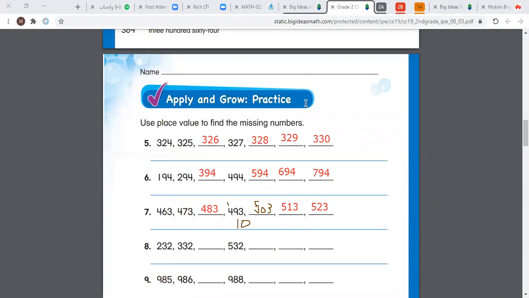Excellent boy. Now let's find who can answer question number 8. Let's choose Muhammad Sayyid to answer this question. Muhammad, how are you? Fine, thank you. Muhammad, we have here 232, 332. What's the next number?